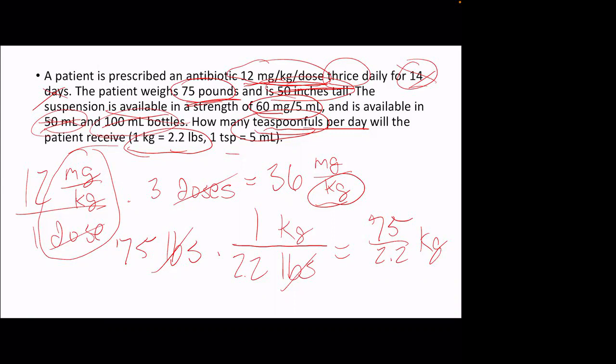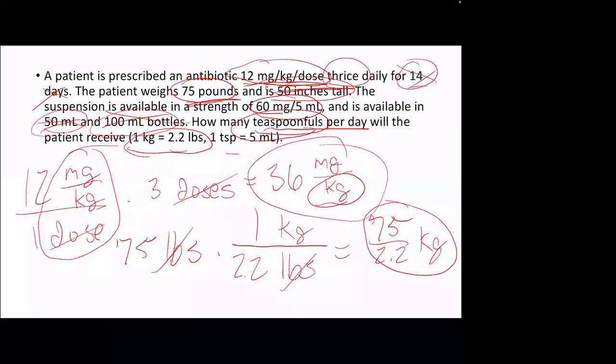So we've got 75 over 2.2 kilograms as our weight for this patient. Now we can start to put things together. We can use these two pieces of fact, the 75 over 2.2 kilograms with the 36 milligrams per kilogram, to figure out the milligrams of drug needed. We're going to go over to the next slide because I knew we were going to run out of room. So 75 over 2.2 kilograms.